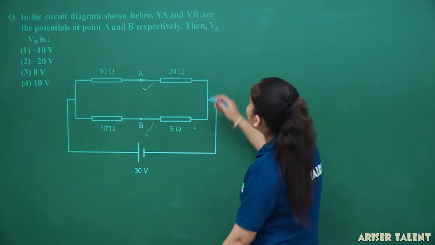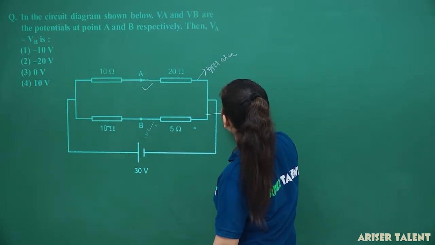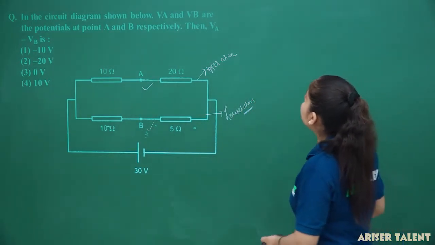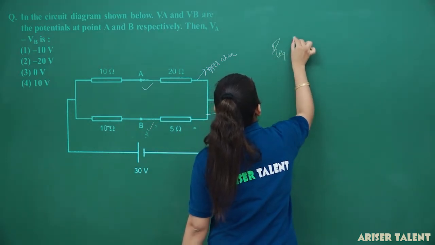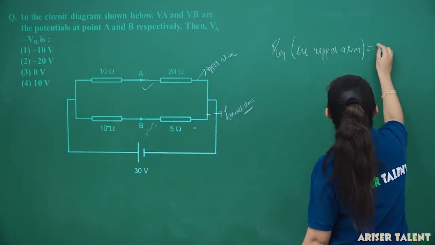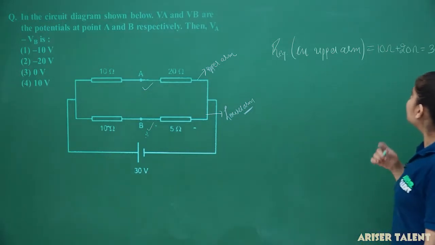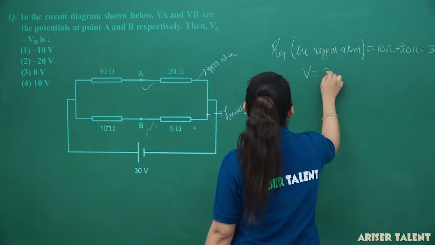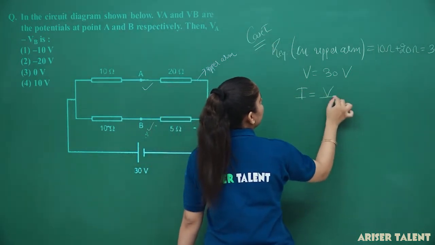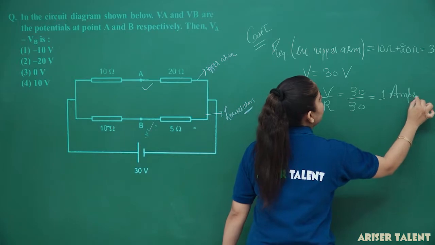So, firstly, you can see that in the upper arm, two resistances are connected in series. And this is our lower arm, and in this lower arm, again two resistances are connected in series. So, if I want to determine the equivalent resistance in the upper arm, it came out to be 10 ohm plus 20 ohm and it will give you 30 ohm. So, 30 ohm will be the resistance in case of the upper arm. Voltage equal to 30 volt. So, in case 1, the value of current came out to be V upon R, and 30 upon 30 will give you 1 ampere. So, 1 ampere will be the current in the upper arm.